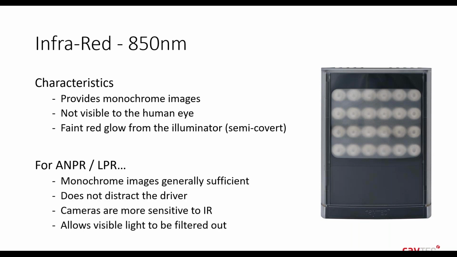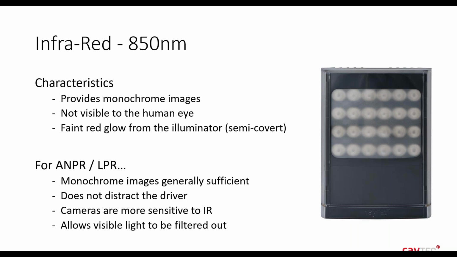So monochrome images are generally sufficient, so providing black and white images that are clear and high quality. Because the light is not visible to the human eye, it means it doesn't distract the driver. They won't be aware or troubled by the use of 850 nanometer infrared. And while it's not visible to the human eye, cameras are very responsive to it, so that helps in being able to obtain a high quality image.